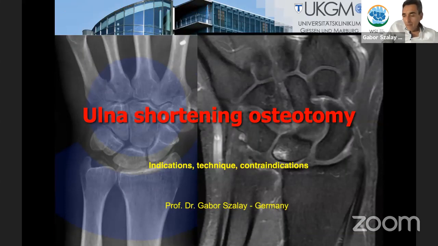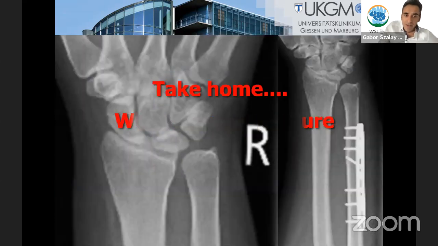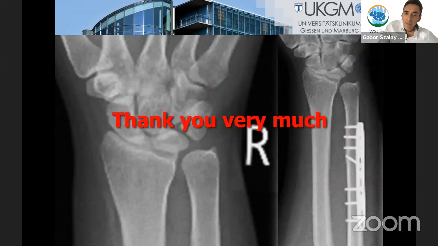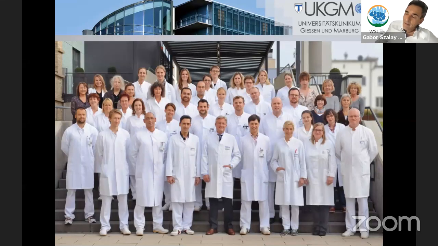So you see, I'm talking a little bit fast because we are running out of time. In the beginning, I started with the question, ulnar shortening osteotomy, what a simple lecture. Absolutely not. So it is not like this, that you just take out 2 millimeters and then ready we are. You have to think about some things, but it is a very, very satisfying procedure. But you should know some things, as I told you, about the arthroscopic head resection and the plates. Thank you very much.